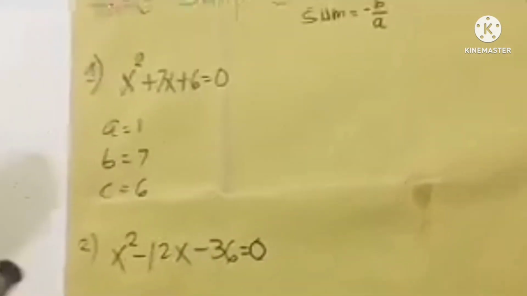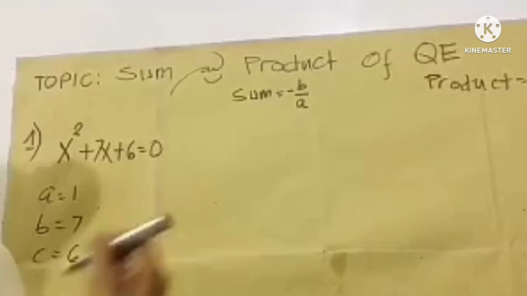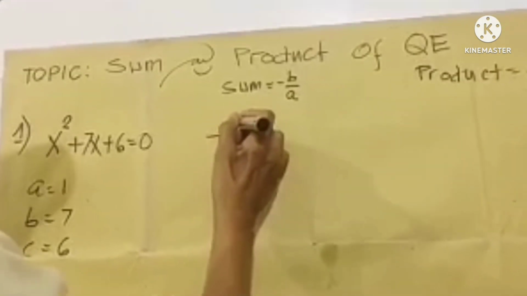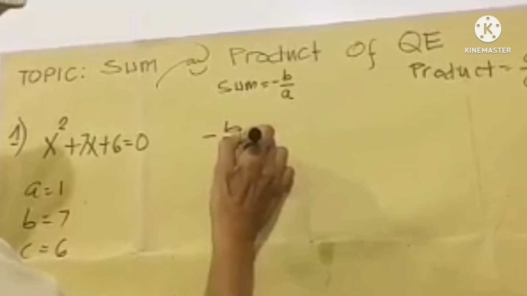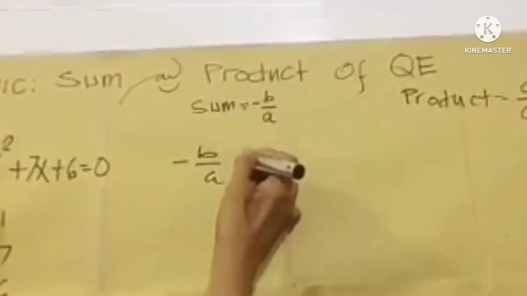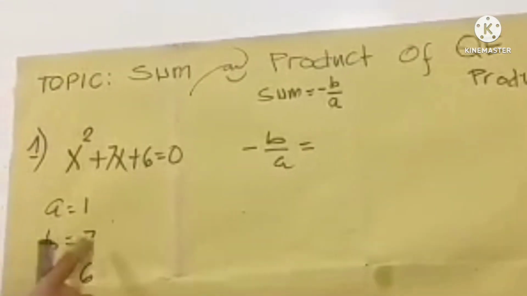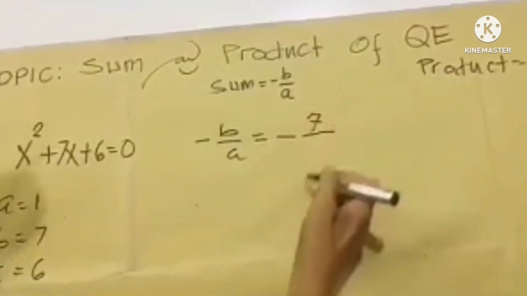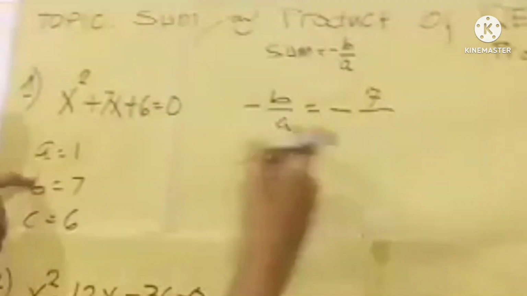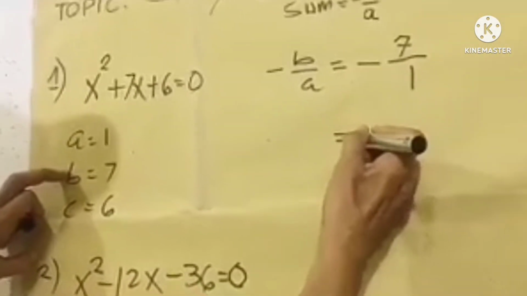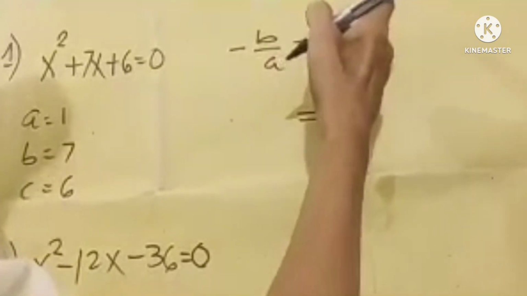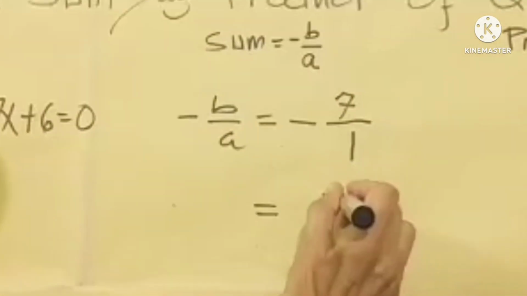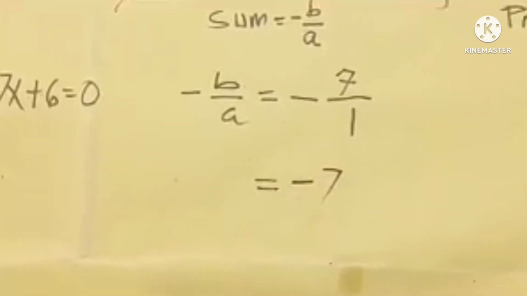Okay, now to find the sum of the quadratic equation, we have to follow the formula. The formula is negative b over a. Then we're going to substitute. Our b is positive 7, then our a is 1. Then we divide. 7 divided by 1 equals 7, and just copy the sign.